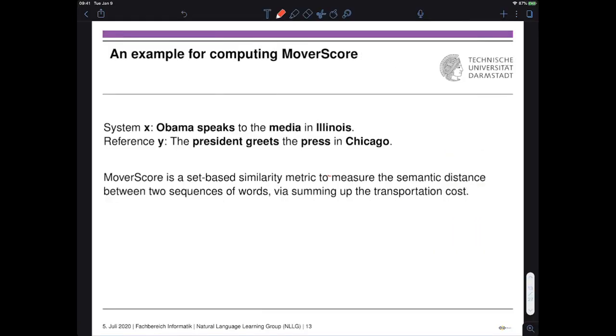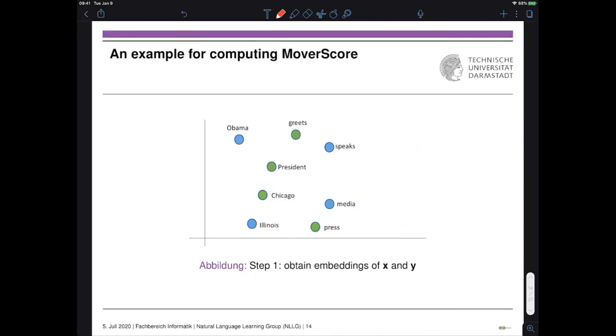MoverScore is a set-based similarity metric to measure the semantic distance between two sequences of words via summing up the transportation cost. Now let's take a look at an example here. We have a system translation and a human reference. Now we want to compute the semantic distance between them, but we ignore all the function words in both texts. In the first step, we get word embeddings for each word in the system translation and human reference.